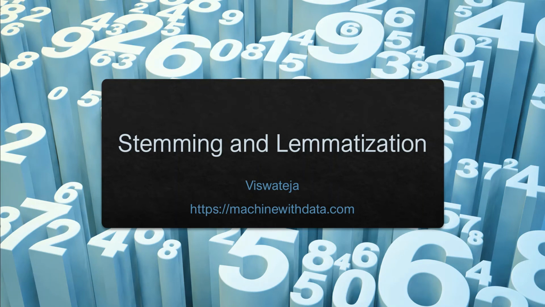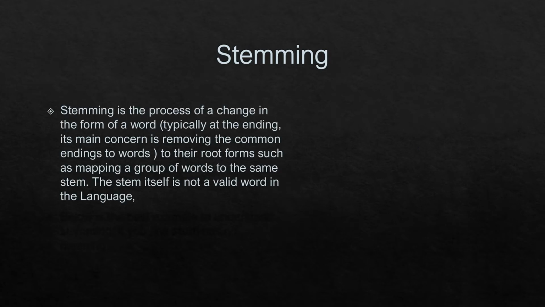Hello everyone. In this video, we'll talk about what stemming and lemmatization are, a very important step in data pre-processing for natural language processing. First, we'll try to understand stemming. Stemming is a process of changing the form of a word, typically at the ending of the word. Its main concern is to remove the common ending words.